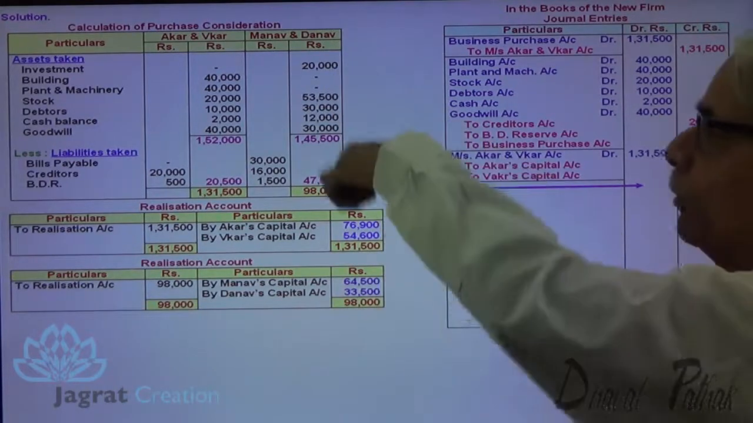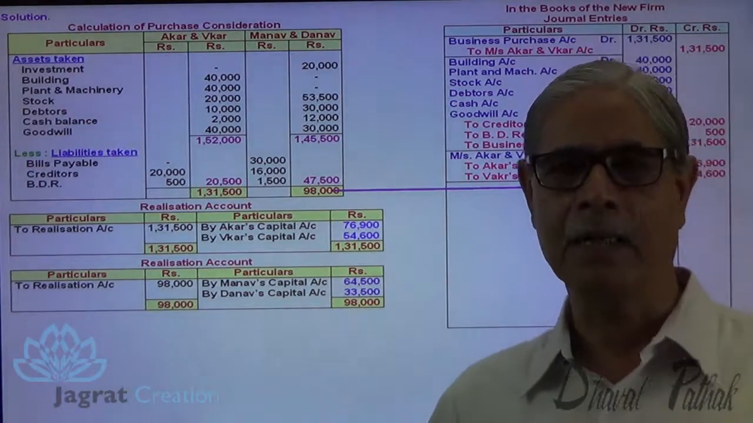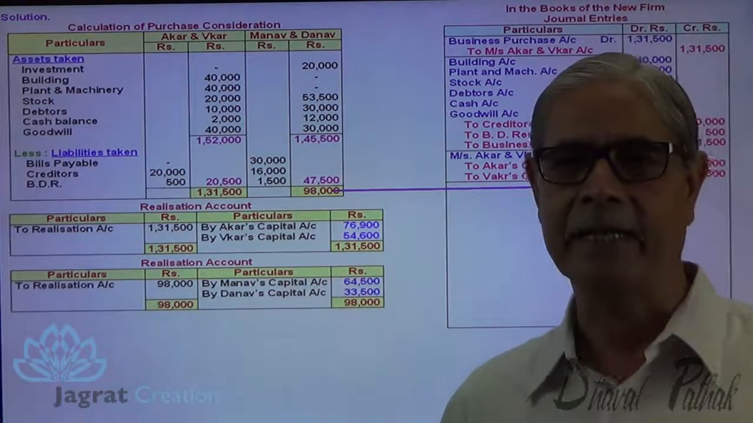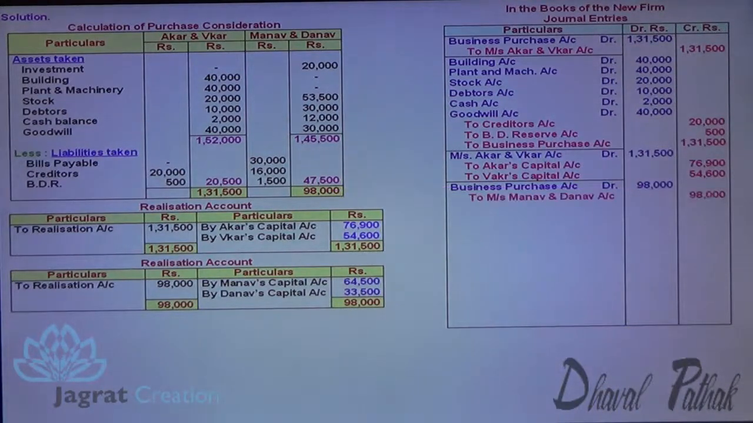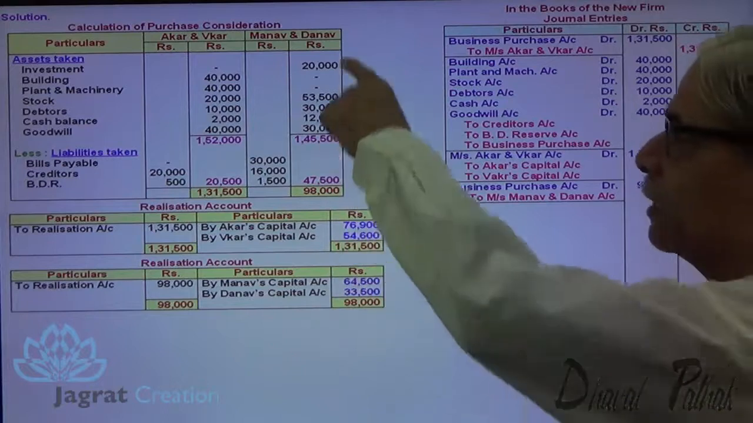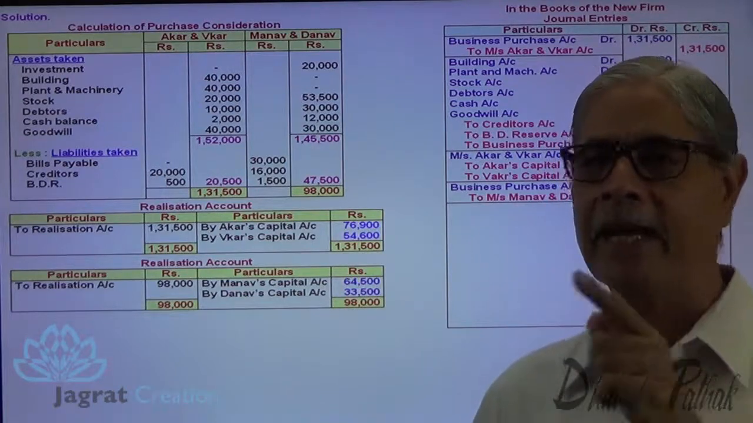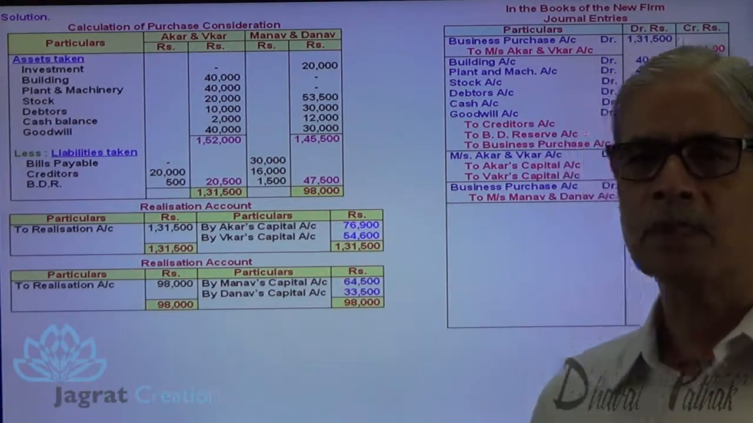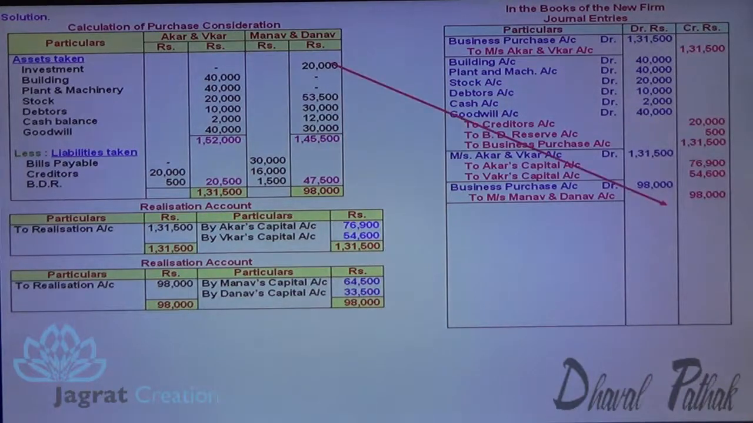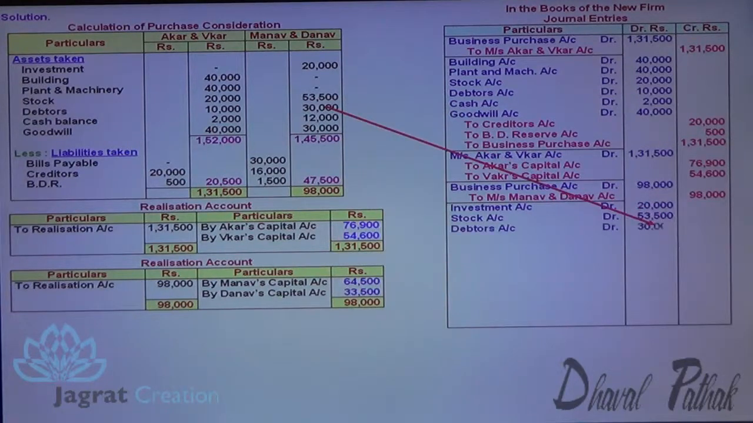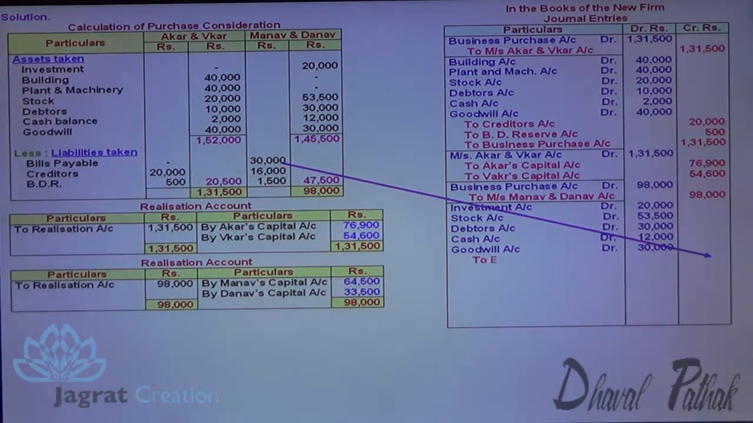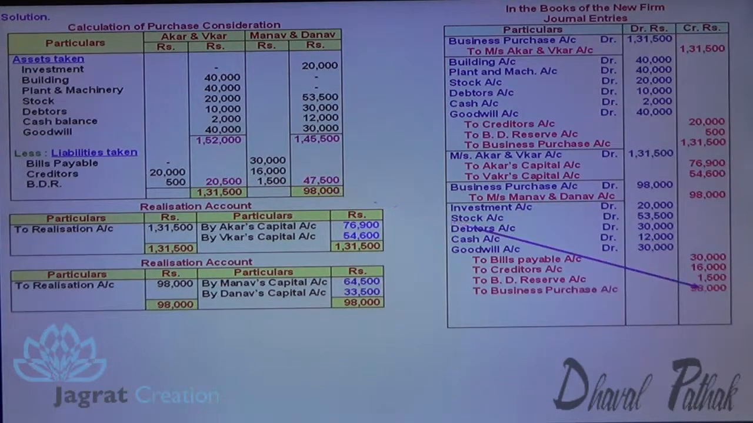Now I want to start the entries for Manav and Danav. Business of Manav and Danav is purchased for 98,000. So business purchase account debit to Messrs. Manav and Danav account credit. This 98,000 is made of this much of assets and liabilities. Assets purchased will be debited, liabilities purchased will be credited. Net amount is the purchase price that will be credited to business purchase account. So here once again, investment account debit, stock account debit, debtors account debit, cash account debit 12,000, goodwill account debit, to bills payable, to creditors, to bad debt reserve, to business purchase account.